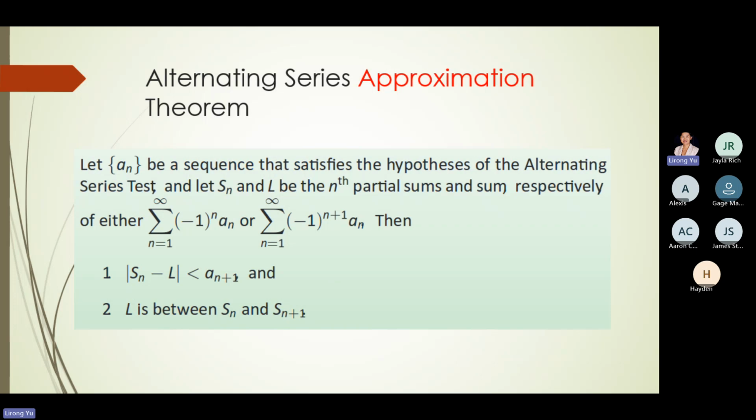And then understandably, if n is really large, then S of n and S of n plus 1 are two numbers that are really close, right? So your accuracy is right between these two numbers. This is super close. Of course, L is really accurate.